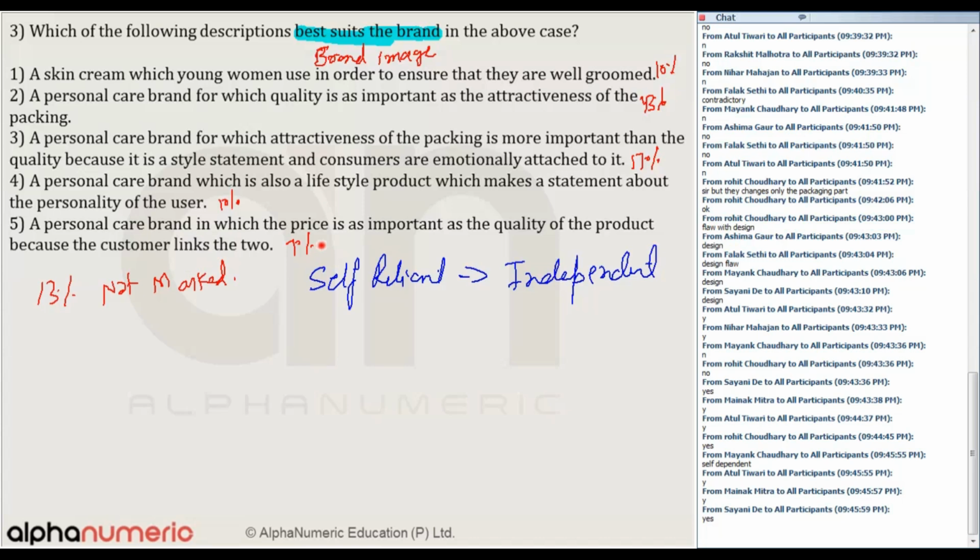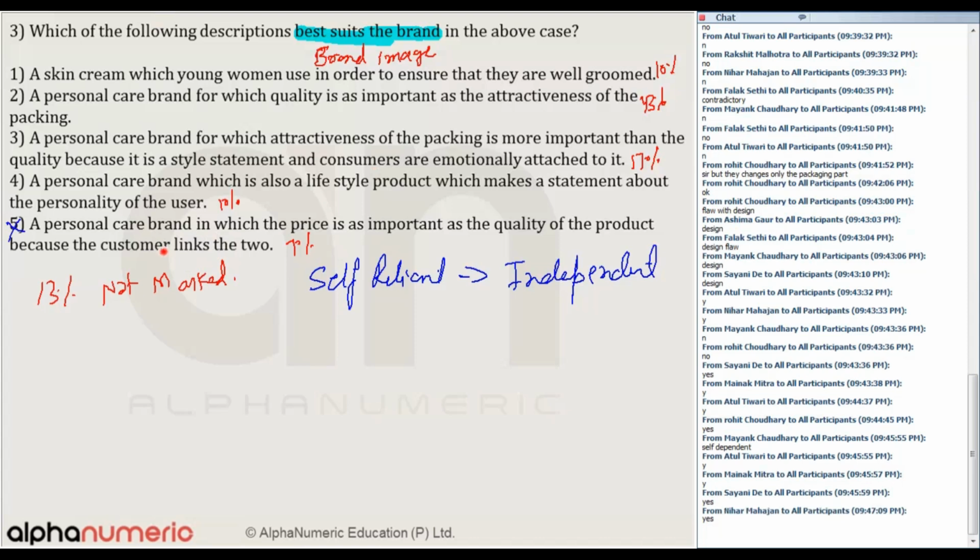But when it comes to the brand image, is it the brand image? No, the brand image is about self-reliant and independent women. So option number 5 can't be the answer. Is that clear? Anyone want to discuss option number 5? If anyone has any doubts, please ask me. You need to find which option is saying self-reliant and independent women. If anyone wants to change the answer.